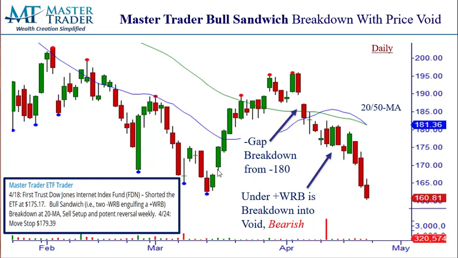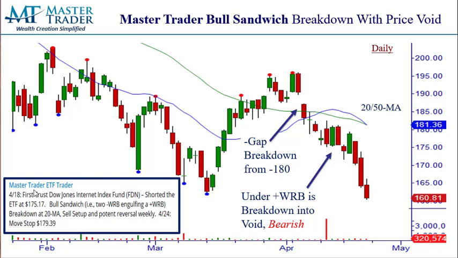My first target could have been somewhere around this gap fill. Then here, and as you can see here, we had a bearish market. We had these setups all over the place. We actually had a field day in our advisory letters because these were so easy to find.